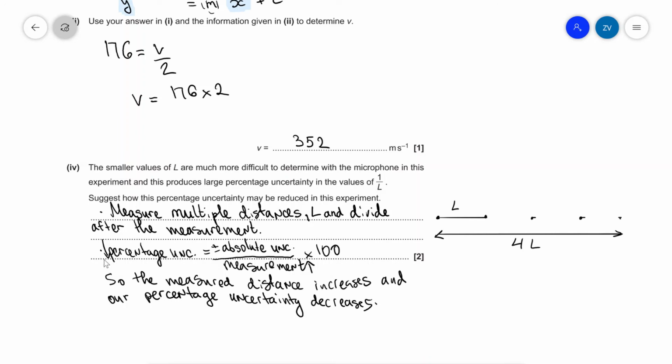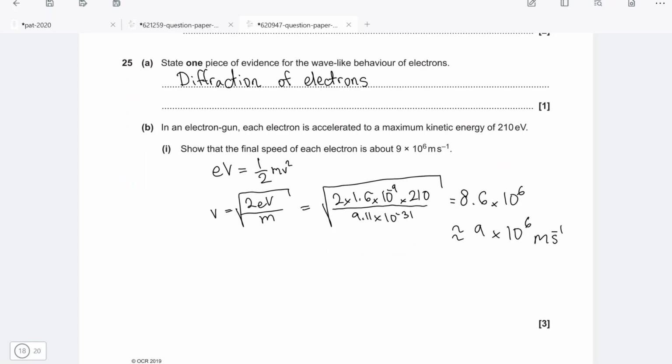So, for instance, because our percentage uncertainty is equal to plus or minus the absolute uncertainty divided by the measurement times 100, if our measured distance increases, so if our measurement goes up, this means that our percentage uncertainty will go down. Question 25. State one piece of evidence for the wave-like behavior of electrons.